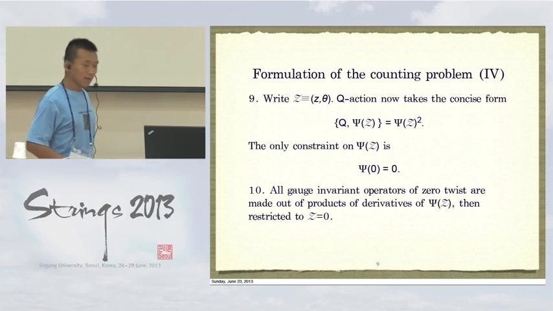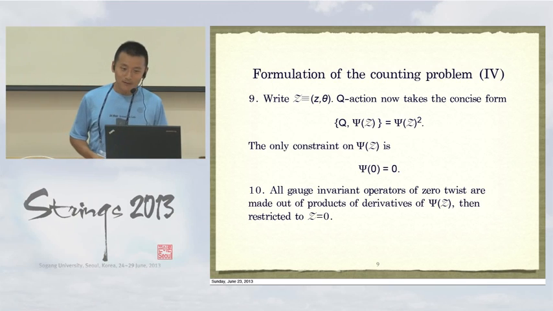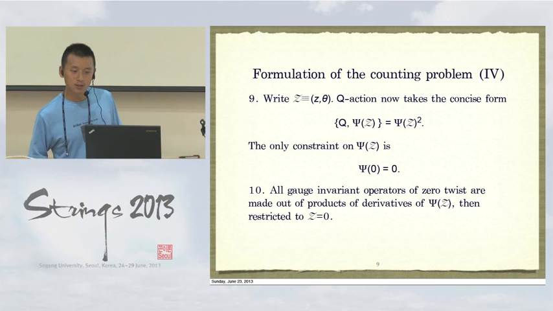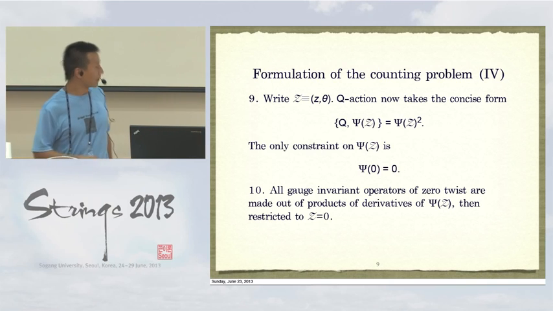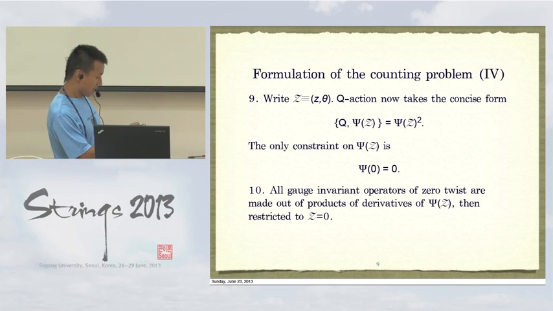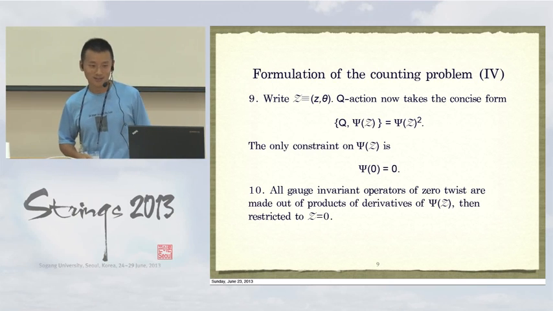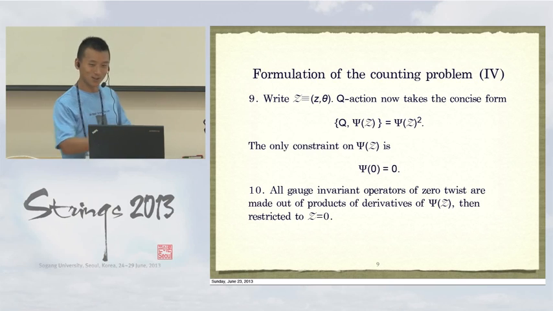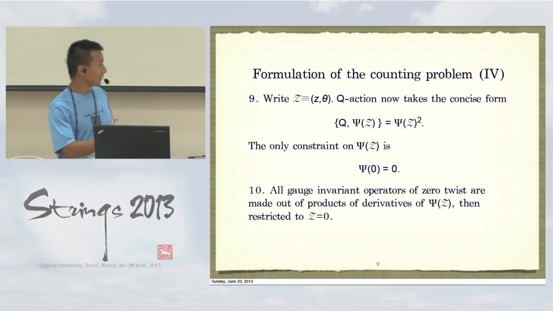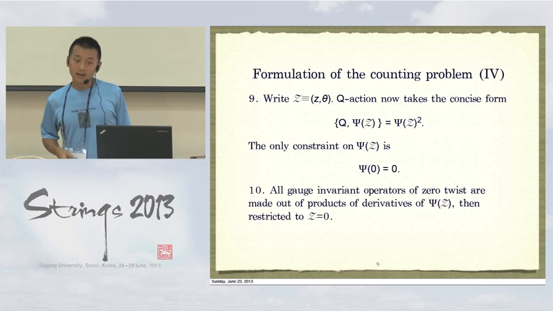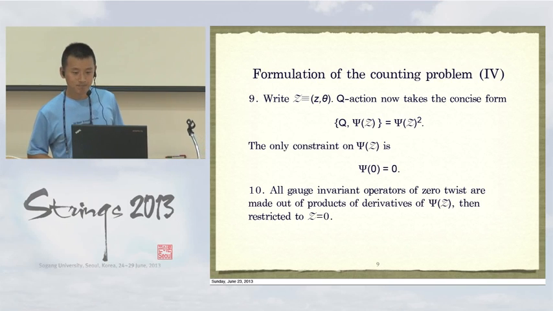Now, what you buy by writing down that superfield is such that the action of this supercharge Q I've chosen now takes an extremely concise form, as basically as simple as it can possibly be, which is Q acting on psi of Z is equal to psi of Z squared. You can check this. I mean, there's some coefficients you have to massage a little bit, depending on the convention, but at the end, this is what you find. And the psi of Z is only subject to the constraint that psi at 0 is equal to 0.